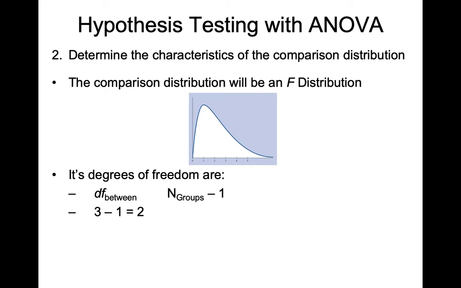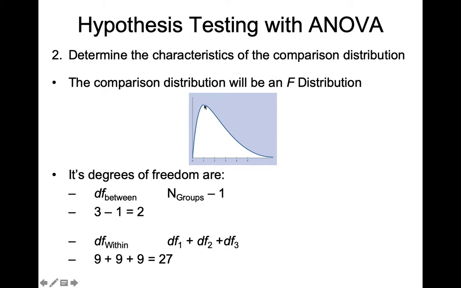We determine the degrees of freedom for our comparison distribution by taking the degrees of freedom between groups, which we figure by taking the number of groups minus 1. So we have 3 groups in this example. Minus 1 is 2 degrees of freedom between. We have 27 total degrees of freedom within. We do that by adding the degrees of freedom within each of our groups. So we had 10 people in each group. 10 minus 1 is 9. 9 plus 9 plus 9 is 27.